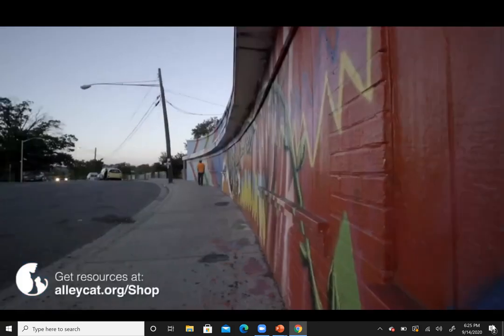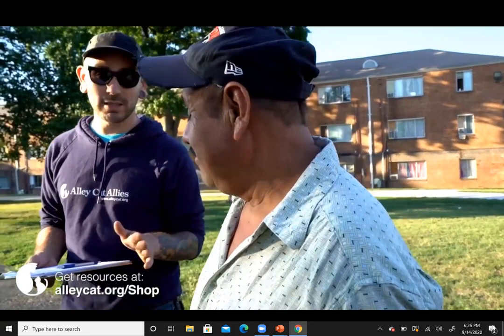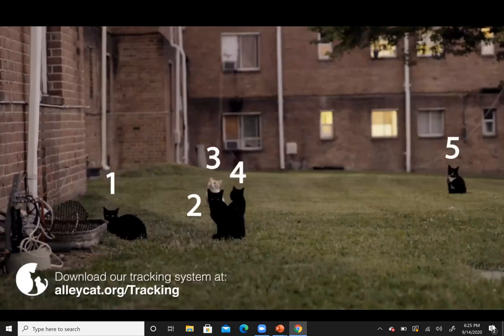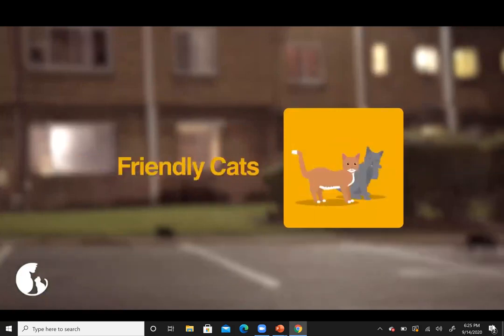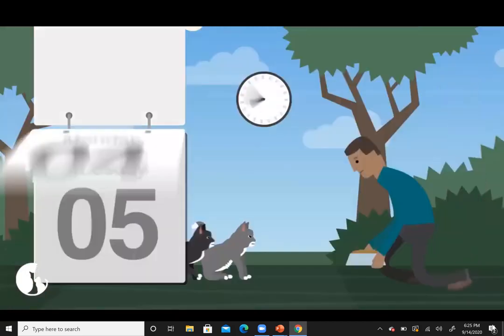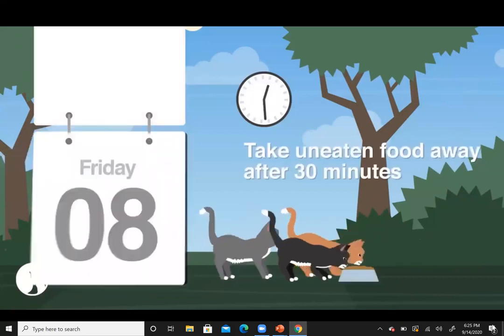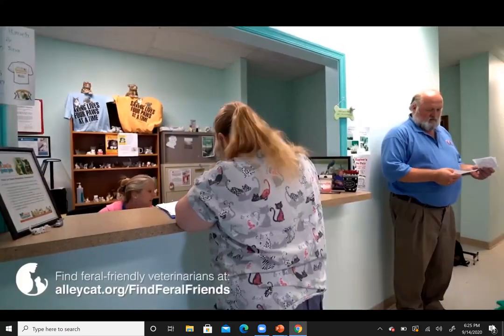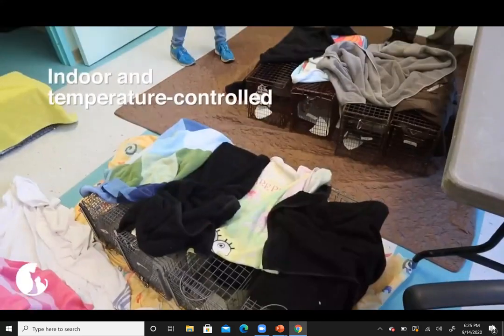Before you begin trapping, make sure to connect with neighbors. Let them know what TNR is and how they can help. Determine how many cats you'll be trapping and be prepared for different or unexpected scenarios like ill or injured cats, nursing mother cats, kittens, or friendly cats. Establish a feeding schedule so the cats become accustomed to getting food at a consistent place and time every day. It's important to coordinate with a feral-friendly veterinarian or clinic for spay and neuter appointments and set up a recovery area for the cats in advance.